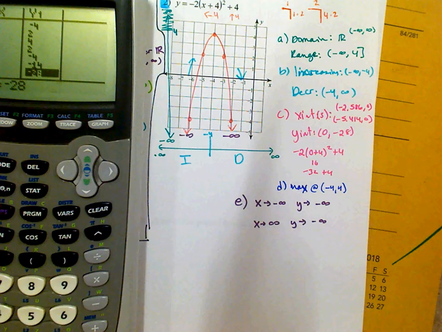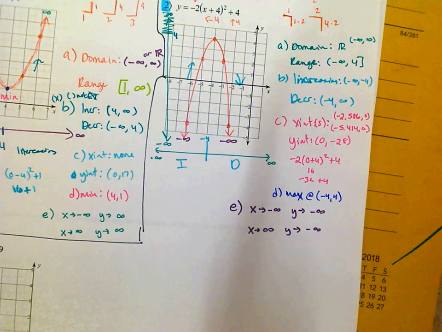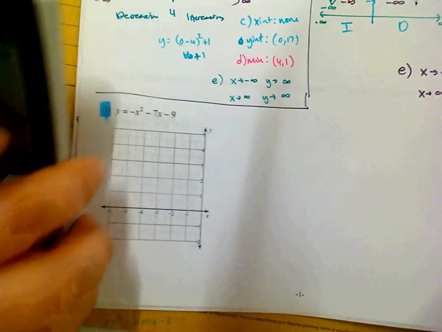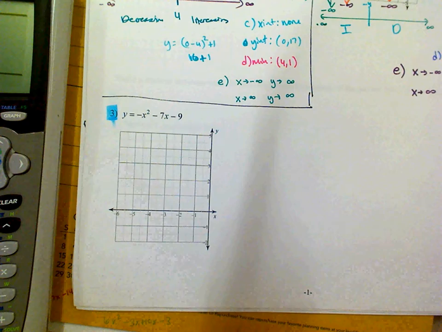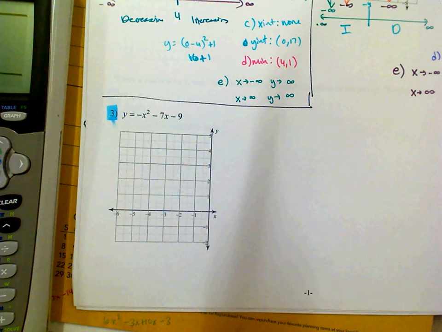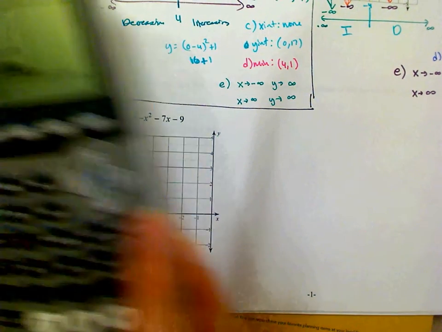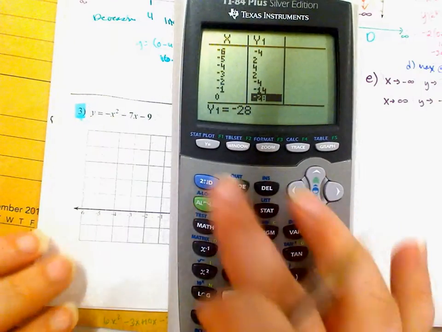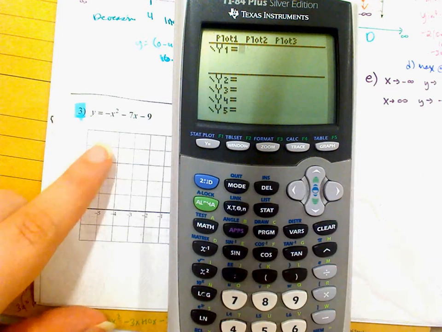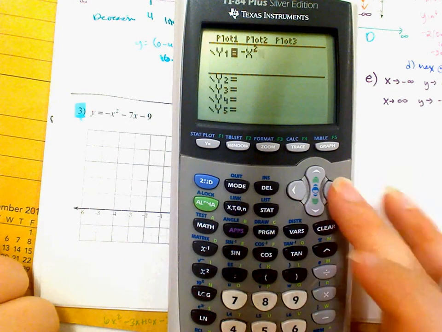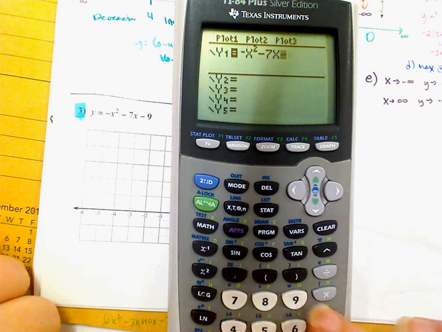So number 3. Number 3 is not in vertex form, which means I have to type it in and plot points from there. So I'm going to go to y equals, clear it out, and type in negative x squared minus 7x minus 9. And then I'm going to go to my table.